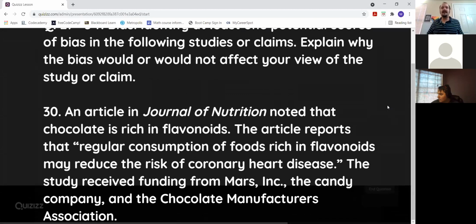Okay, so we're looking for bias. Where's the bias in this thing? An article in the Journal of Nutrition noted that chocolate is rich in flavonoids. The article reports that regular consumption of food rich in flavonoids may reduce the risk of coronary heart disease. The study received funding from Mars Inc., the candy company, and the Chocolate Manufacturers Association. Oh boy. What could ever be wrong with this?